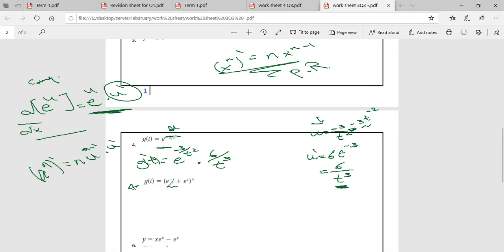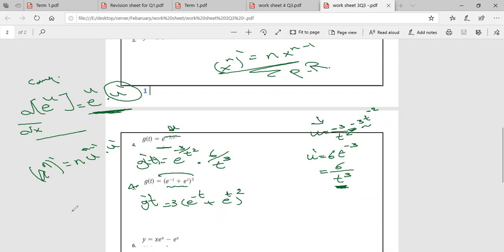Here, what is the inner function? Who can help me with the derivative of this function? As you see, the power is 3, multiplied by the derivative of this bracket, which is e to power negative t plus e to power t. Decrease the exponent by 1. I have to find the derivative of the exponent.